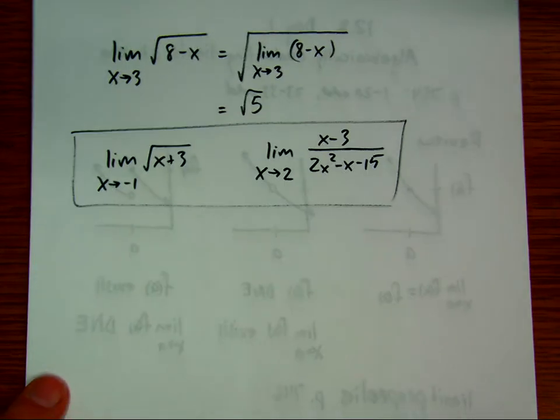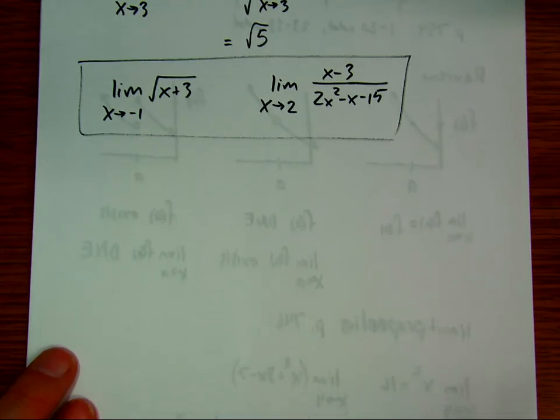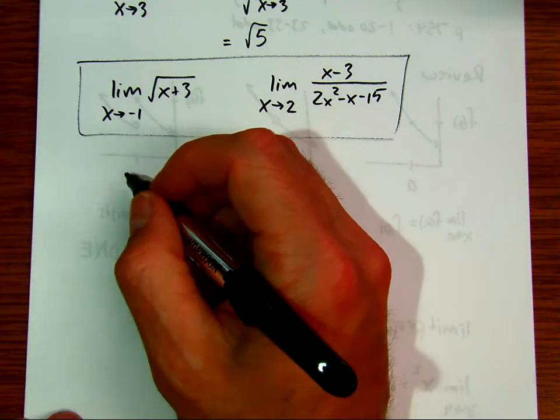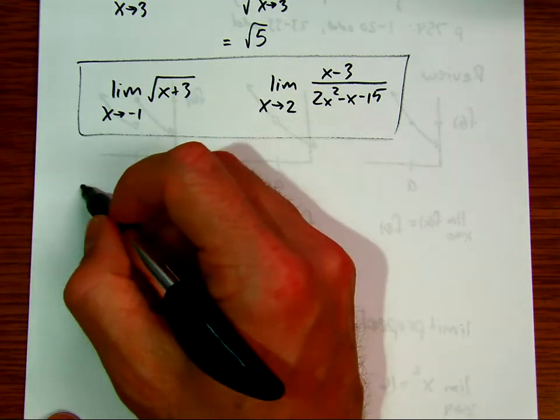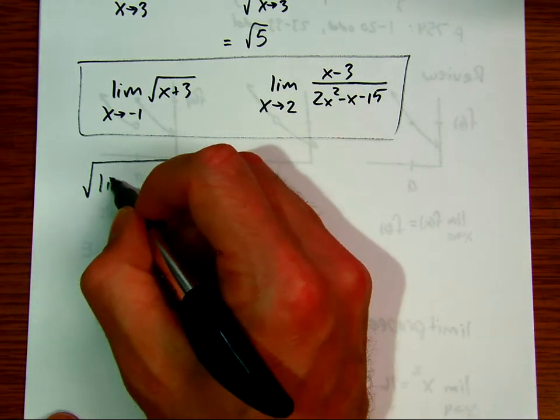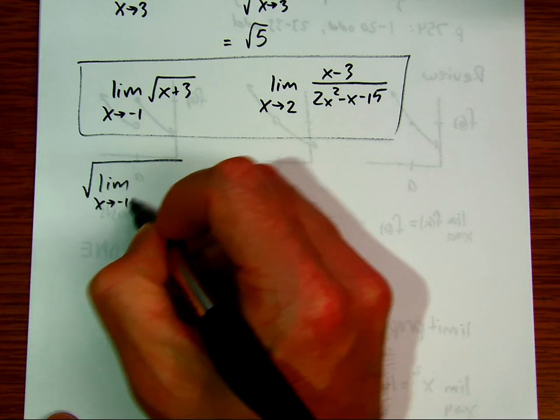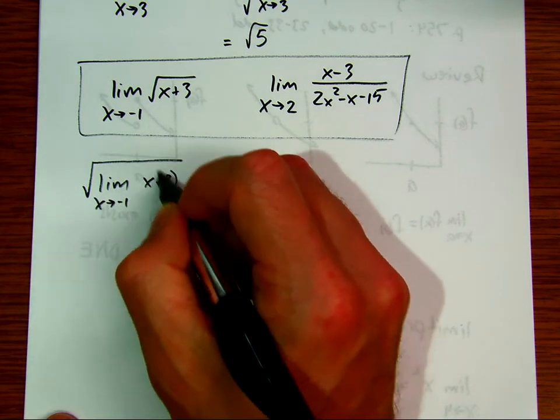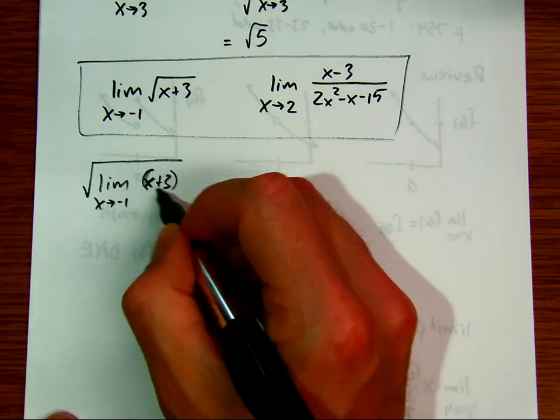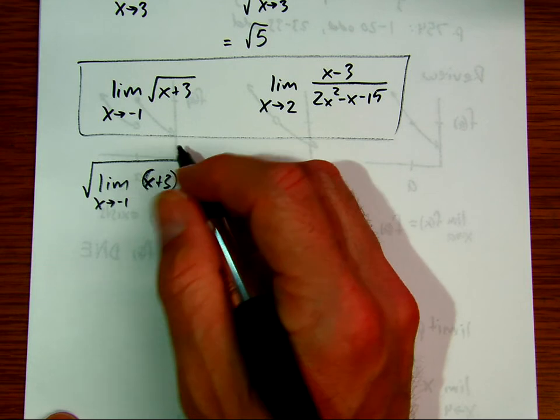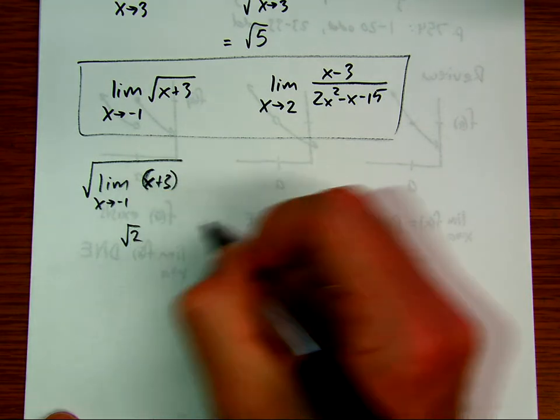All right. Pause the video and evaluate these limits. So if we evaluate that one, we can put the limit inside as x goes to -1. And we just put a -1 there. So -1 plus 3, 2. And we just get radical 2.